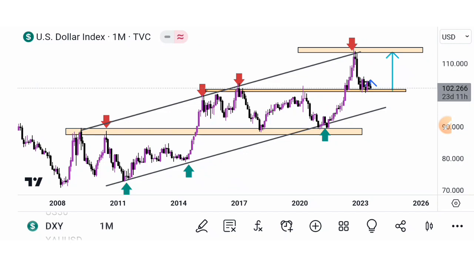We are back again, guys, with another weekly analysis, and today we are going to analyze the dollar index, gold, US30 and US100.